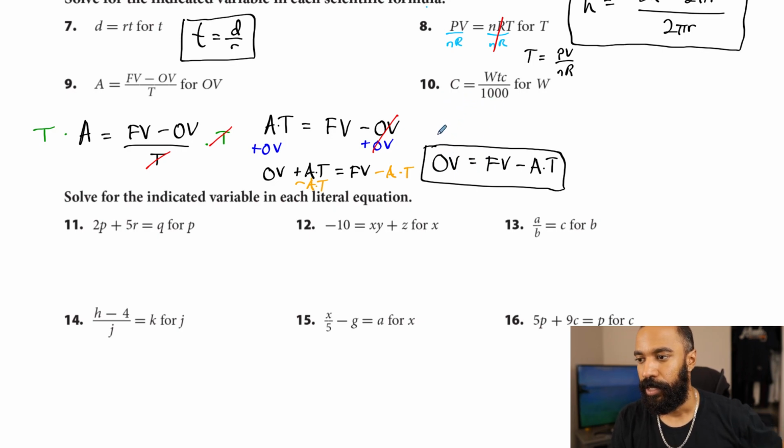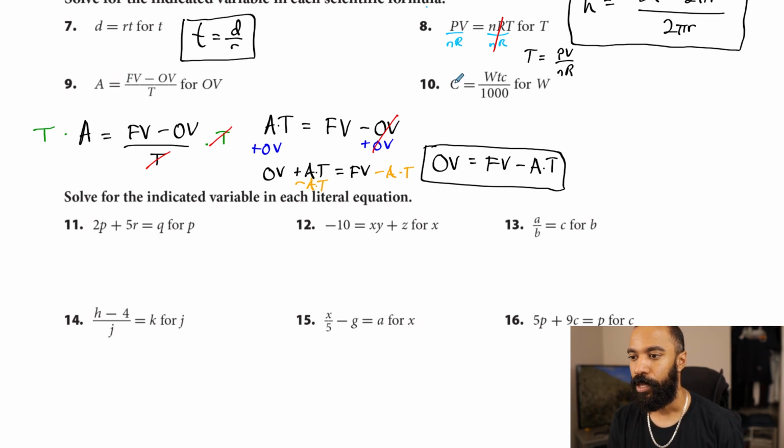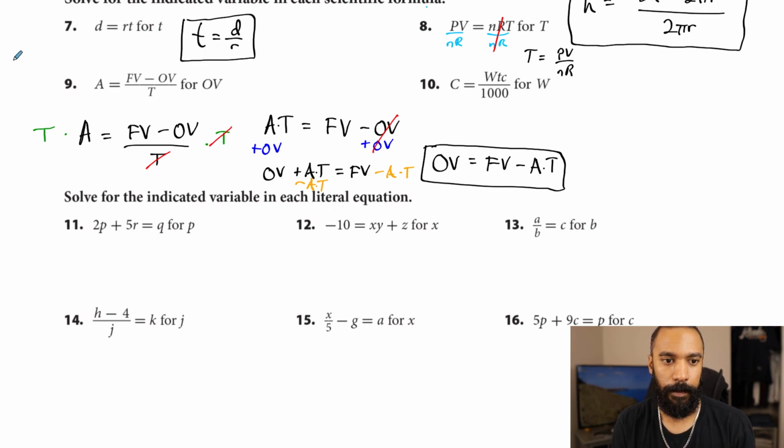Okay, number 10, C equals, now there's a big C right here, and there's a lowercase c right here. Hopefully you can see the different sizes, because they don't look different, unlike a lowercase a and capital A. Big C equals W times little t times little c, all divided by 1,000. We want to solve for W. Okay, so in this particular instance, again, W is multiplying with these guys, dividing by this.